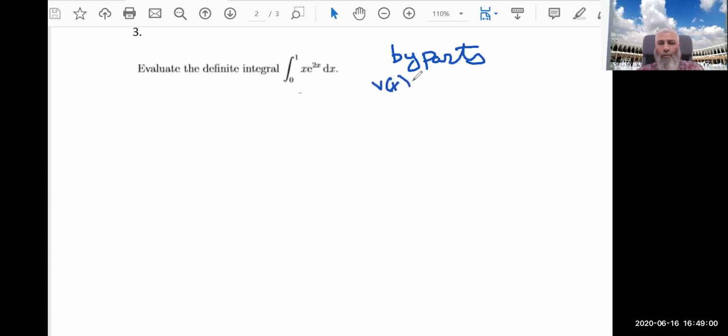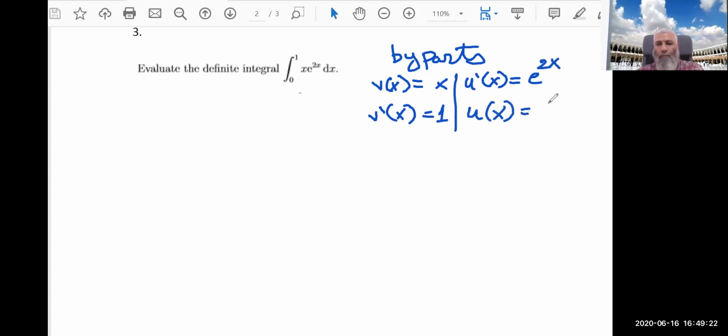v of x equals what? Equals x. So v dash is 1, and u dash of x is e power 2x, and u of x is e power 2x divided by 2. Yes.